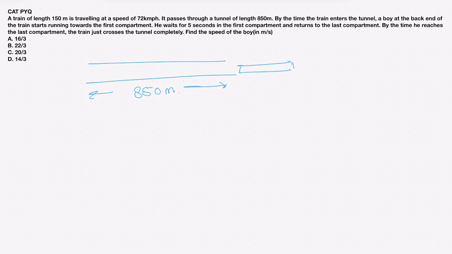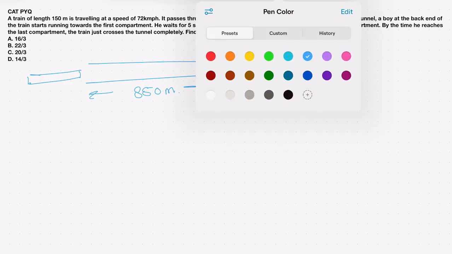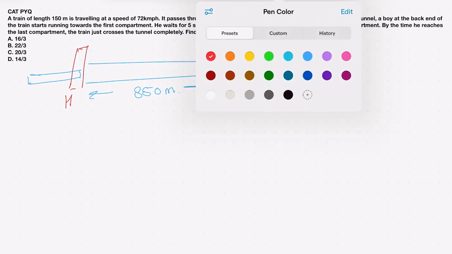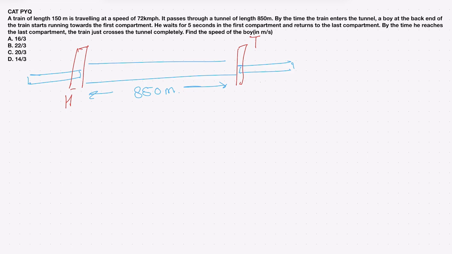So the boy started running when the train was just entering, and he stops running, reaches the last compartment, when the train has just crossed the tunnel completely. Now it's very important to note here that the train's head just entered the tunnel when the boy started running, and the train's tail exits when the boy stops running. It's very important because this is going to give us the total distance covered by the train, because the train's length is also 150 meters. We will calculate it from head to head. So total distance is equal to 1000 meters.